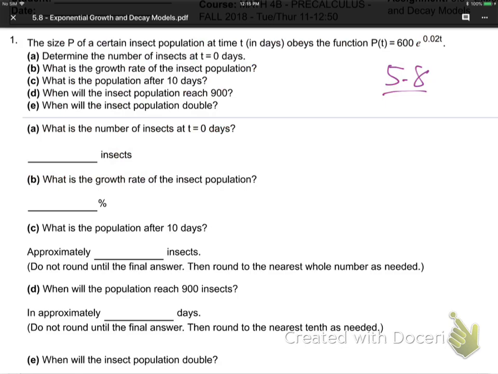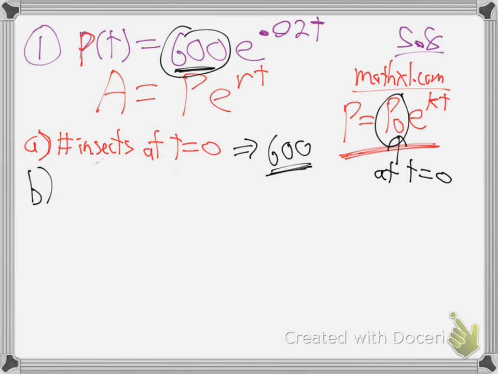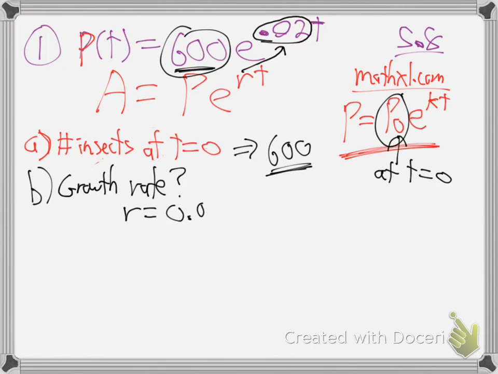Next, B, what is the growth rate? They're just seeing if we can read the formula well. So how fast are these buggy boys growing? What is the growth rate? 2%. Exactly. It's just right here. This right here is the R, because remember, it's just PERT. So the R is just what's next to T. So the R is just 0.02. But they want us to make it a percentage. So 0.02, change that to 2%. The decimal moves 2 places. It's 2%.